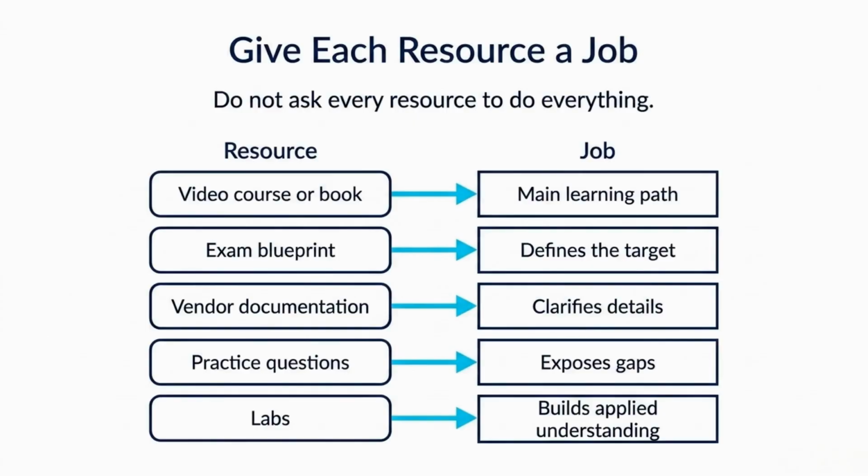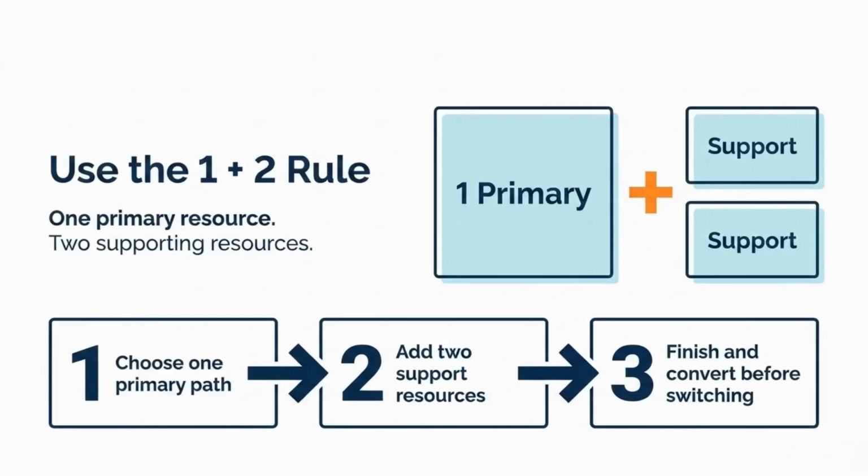When every resource has a job, your study plan becomes cleaner. You are no longer asking all resources to do everything. You are using each one for the purpose it serves best. One simple rule is the 1+2 rule. Choose one primary resource and two supporting resources. Your primary resource gives you the main path. Your supporting resources fill specific gaps. One might be official documentation, and another might be a practice question bank or lab platform.